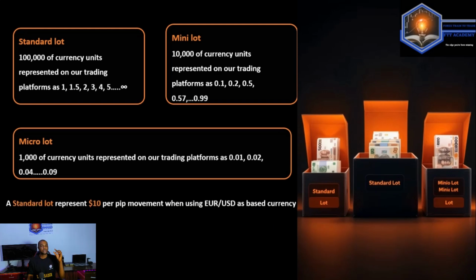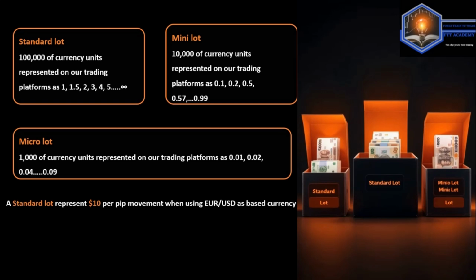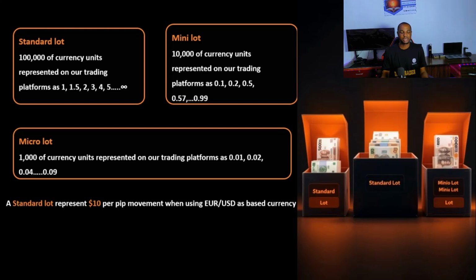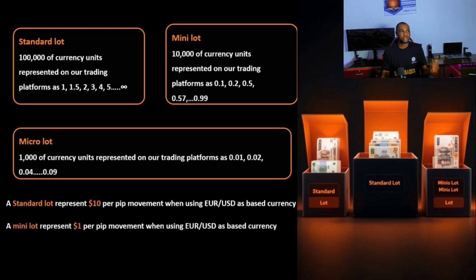If you have a standard lot size of 1 and you execute a trade, a 1 pip movement of that trade is going to be $10 when Euro US dollar is the base currency. And if you are using a mini lot size of 0.10 and you execute a trade, 1 pip movement of your trade is going to be $1 per pip movement.